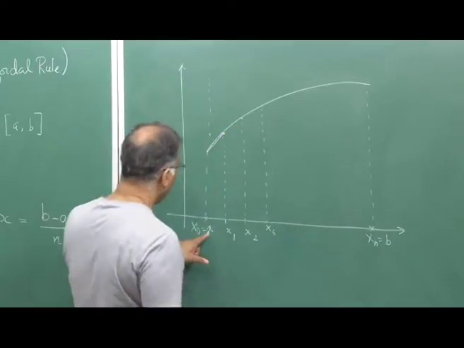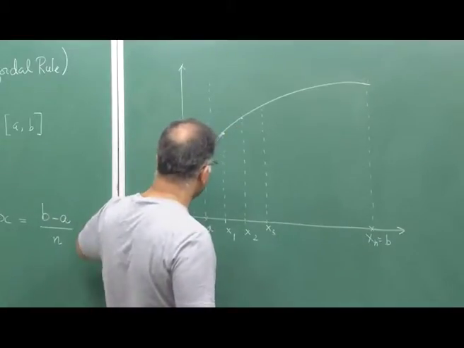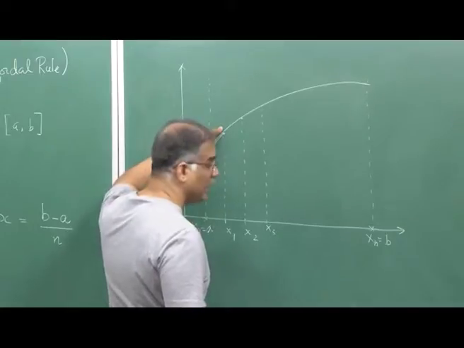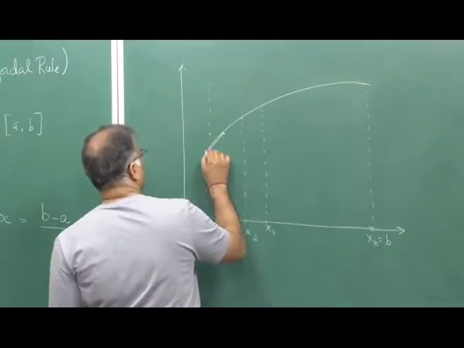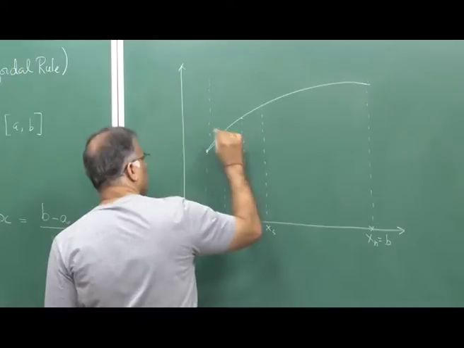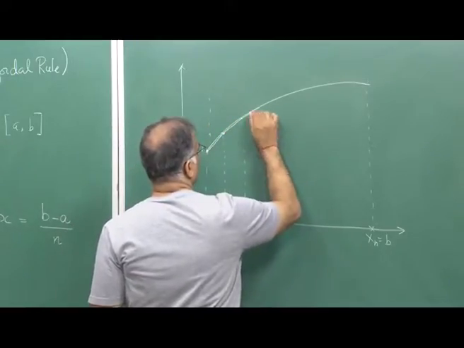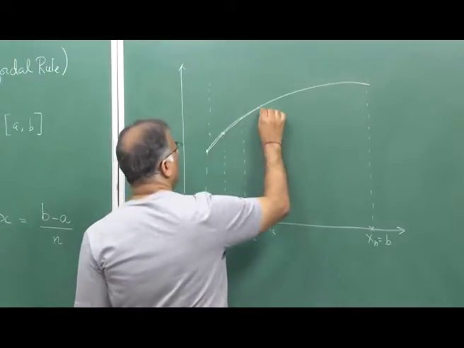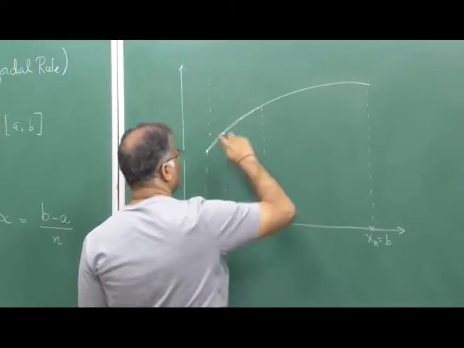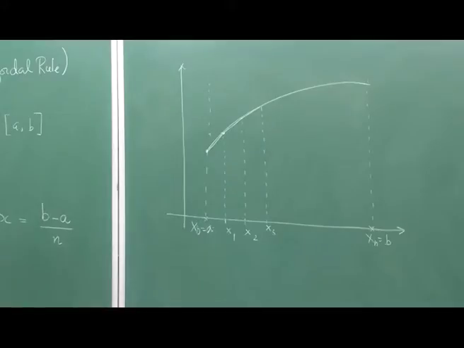So, I have joined x0, f(x0), and x1, f(x1). Here I have joined, here I have joined. You see, when I am doing this, I have very little area left under the curve. So, there will always be an error, because you are trying to estimate. So, you have a trapezoid here which is of this type.